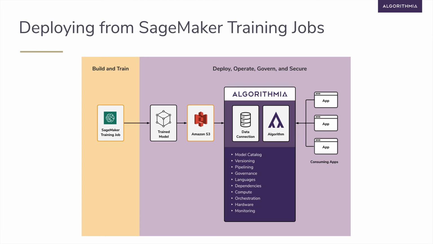For the second integration example, there's a slight variation, and here the data scientists are using training jobs in SageMaker instead of notebooks to build and train their models. They then save those models to S3 storage, and in this case, Algorithmia provides data connectors to S3 and other external data storage systems. So once you've loaded your trained model, you can follow the same process that we showed in the first example to create an algorithm and integrate it into your consuming applications.